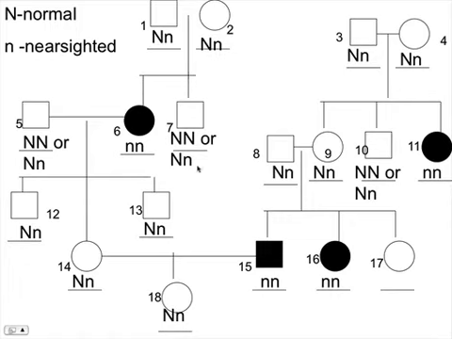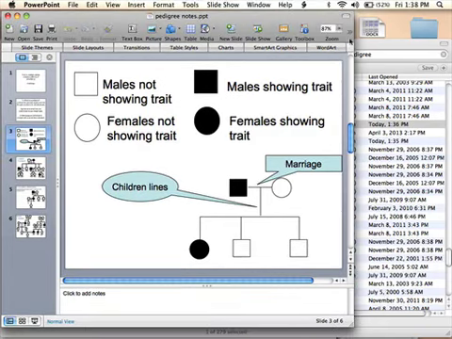This case here, actually number 7, probability would state that it's big N, little n, because if I cross this, I have 50% chance of getting big N, little n, but I don't know. Again, here, 50% chance. Again, here, 50% chance.